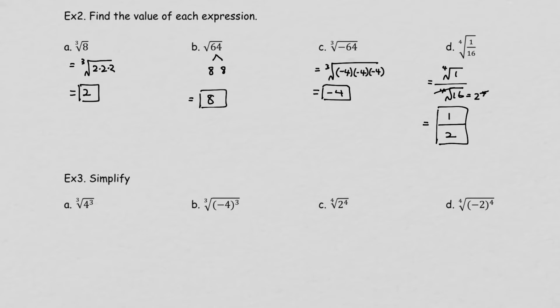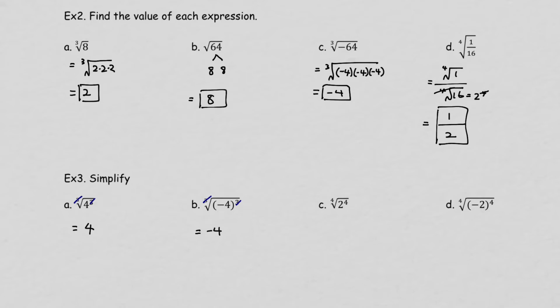What about example 3? Example 3, we do the same thing. Let's see if we can reduce. We know that power and index cancel out. Your solution will be 4. This one is also the same. Power and index cancel out. Your solution should be negative 4. Remember, because your index was an odd number, right? So your solution should be negative in this case.